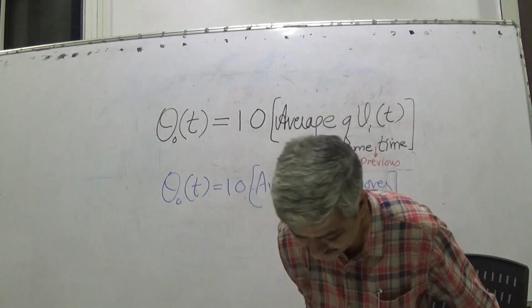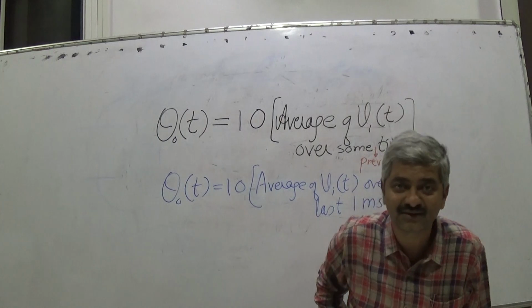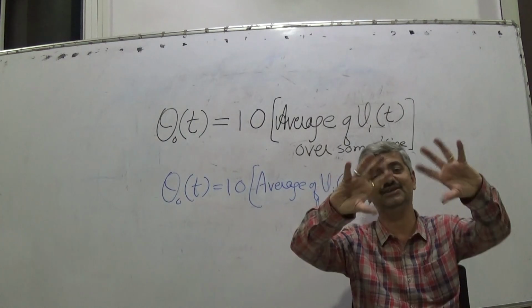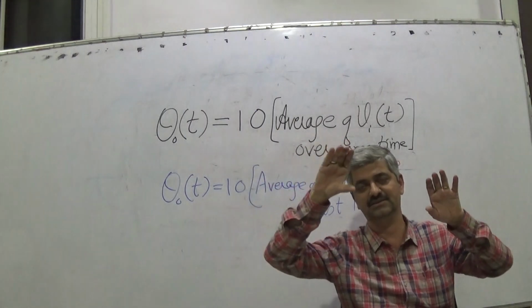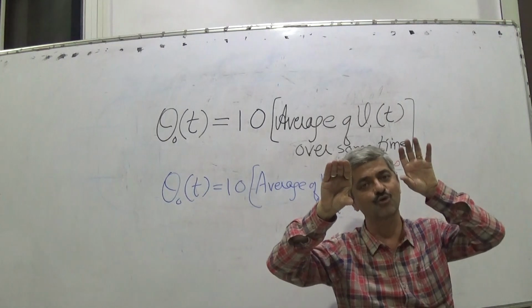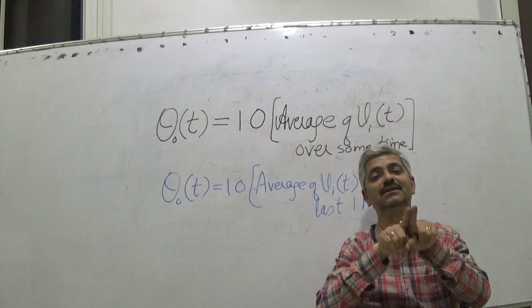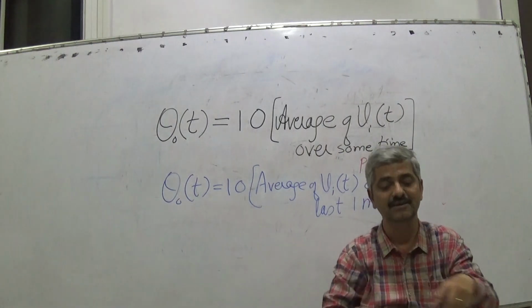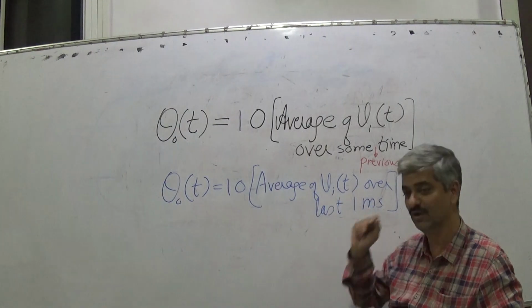This is just to tell you about how exactly things work. Signal, input voltage signal, voltmeter system, output angular position signal. So the output signal is 10 times the average of V(t) over the last 1 millisecond.